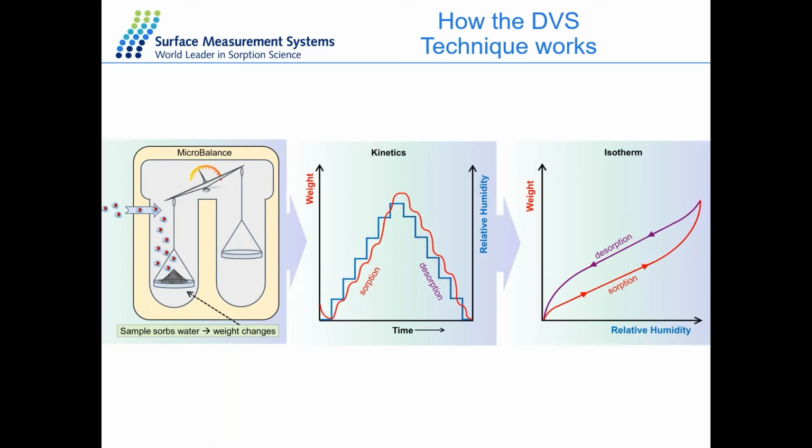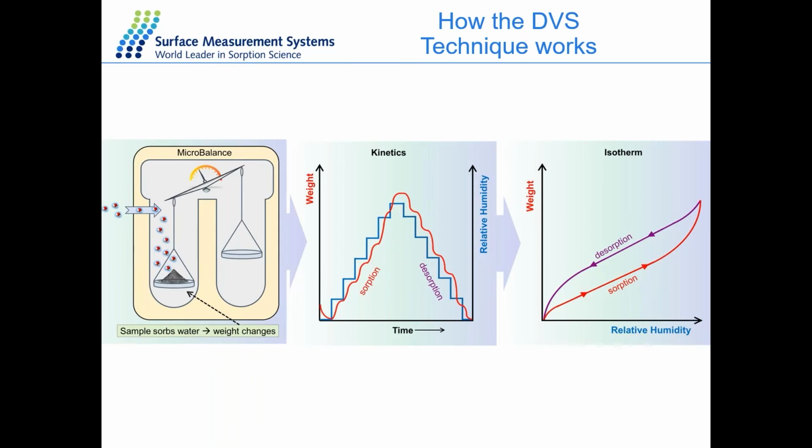That will allow us to build up the data of the absorption and desorption. Now we can take each equilibrium stage against each relative humidity stage and plot it as percentage mass change or weight over relative humidity. And that will give us the plot of the isotherm that we see over here.